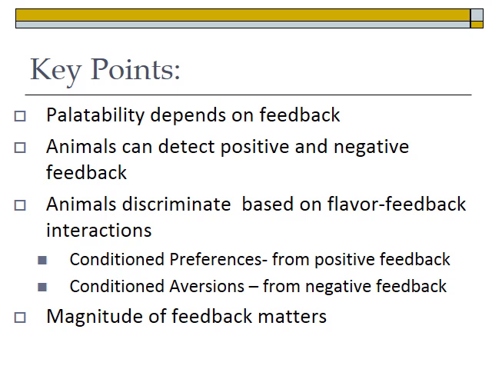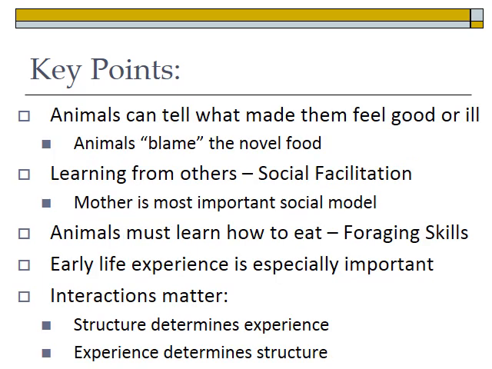Another thing we know about preferences and aversions is that the magnitude of feedback matters. The more beneficial, the more positive the feedback, the stronger the preference. The more negative the feedback, the stronger the aversion. A few more key points. When animals are eating a variety of foods a day, they still have mechanisms to figure out what made them feel good or what made them feel ill. The most important mechanism among those is that animals blame illness on novel foods. So novelty is very important.